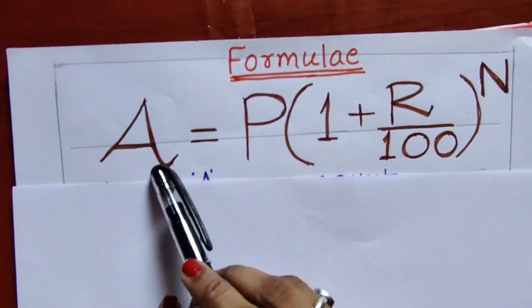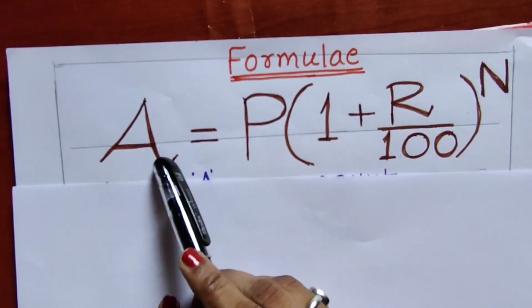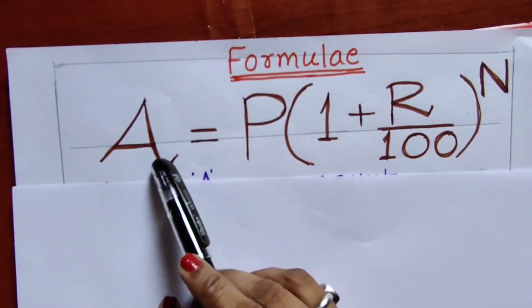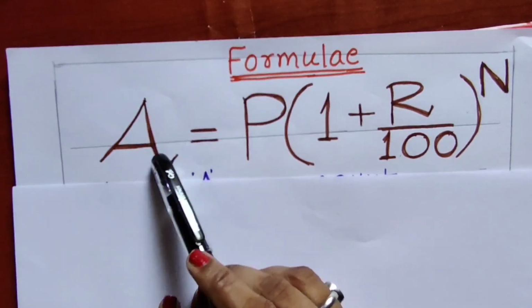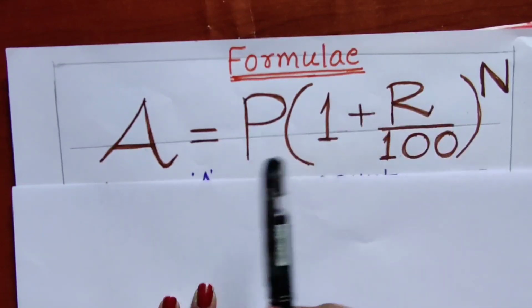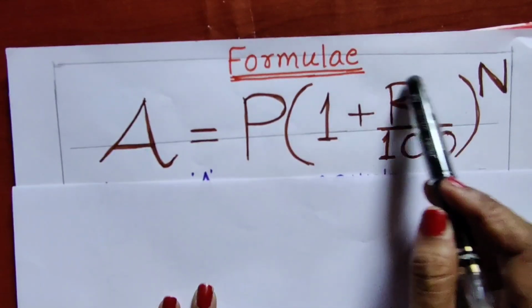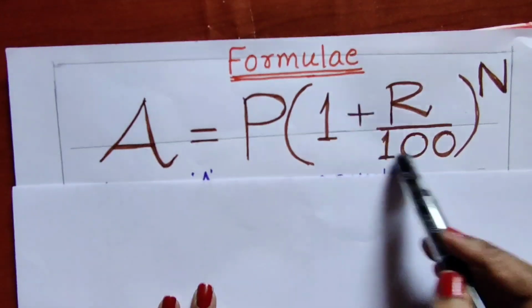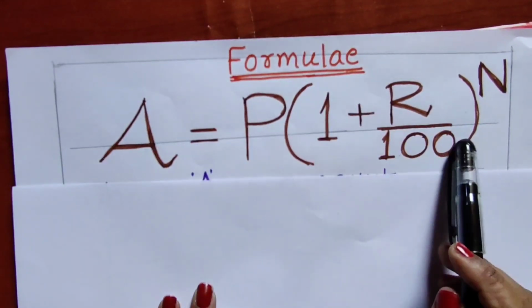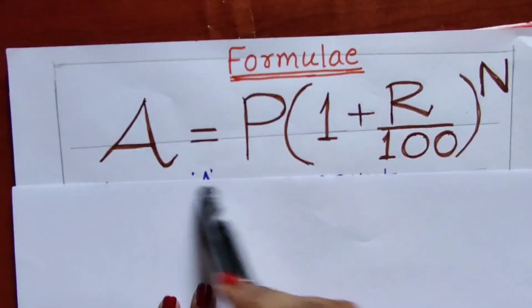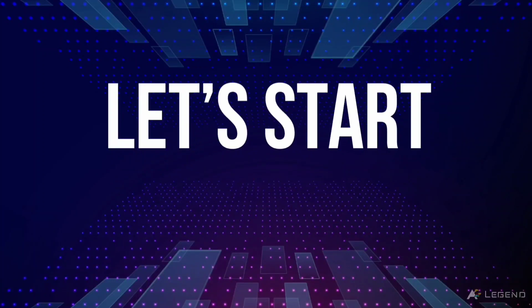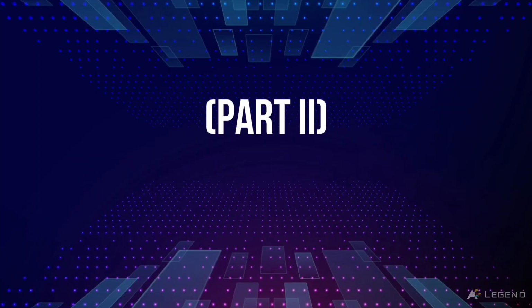So this A may be amount, this A may be population, this A may be number of anything. Depending upon the data given in the question, we will have to write the values of A, P, R and N, and apply the formula. Only while writing the value of R, we have to check whether there is the word decrease or depreciation. Then we have to write the value of R in negative form. Otherwise, we can write it in the positive form and then apply the formula to solve the sums from practice set 14.2. So now let's start practice set 14.2 part 2.